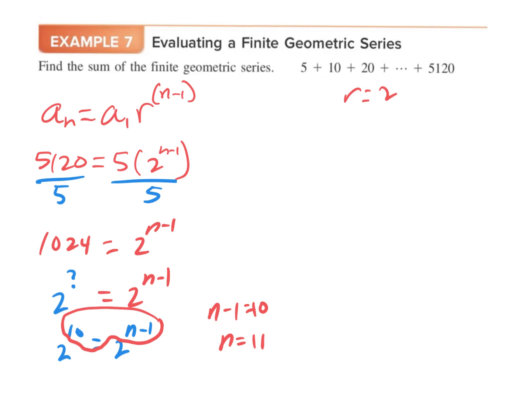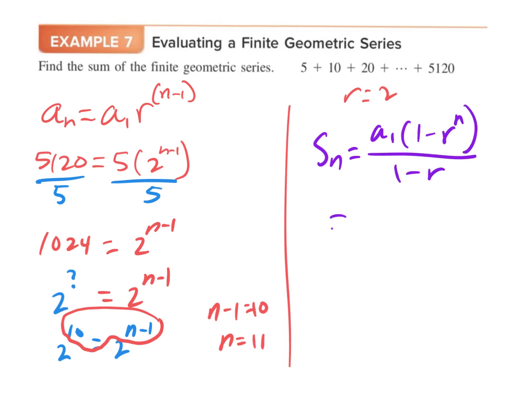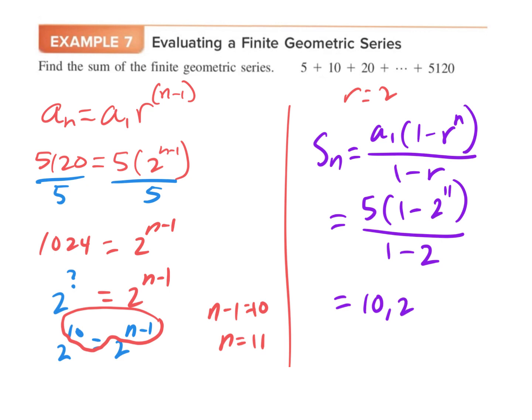Now, once we've done that, we can actually use our sum formula. So again, the nth partial sum: a sub 1 times 1 minus r to the n, all over 1 minus r. So the first term is 5. And we know what r is. It's 5 times 1 minus 2 to the 11th, all over 1 minus 2. So go ahead, plug that all in your calculator. All right, so this should be 10,235.